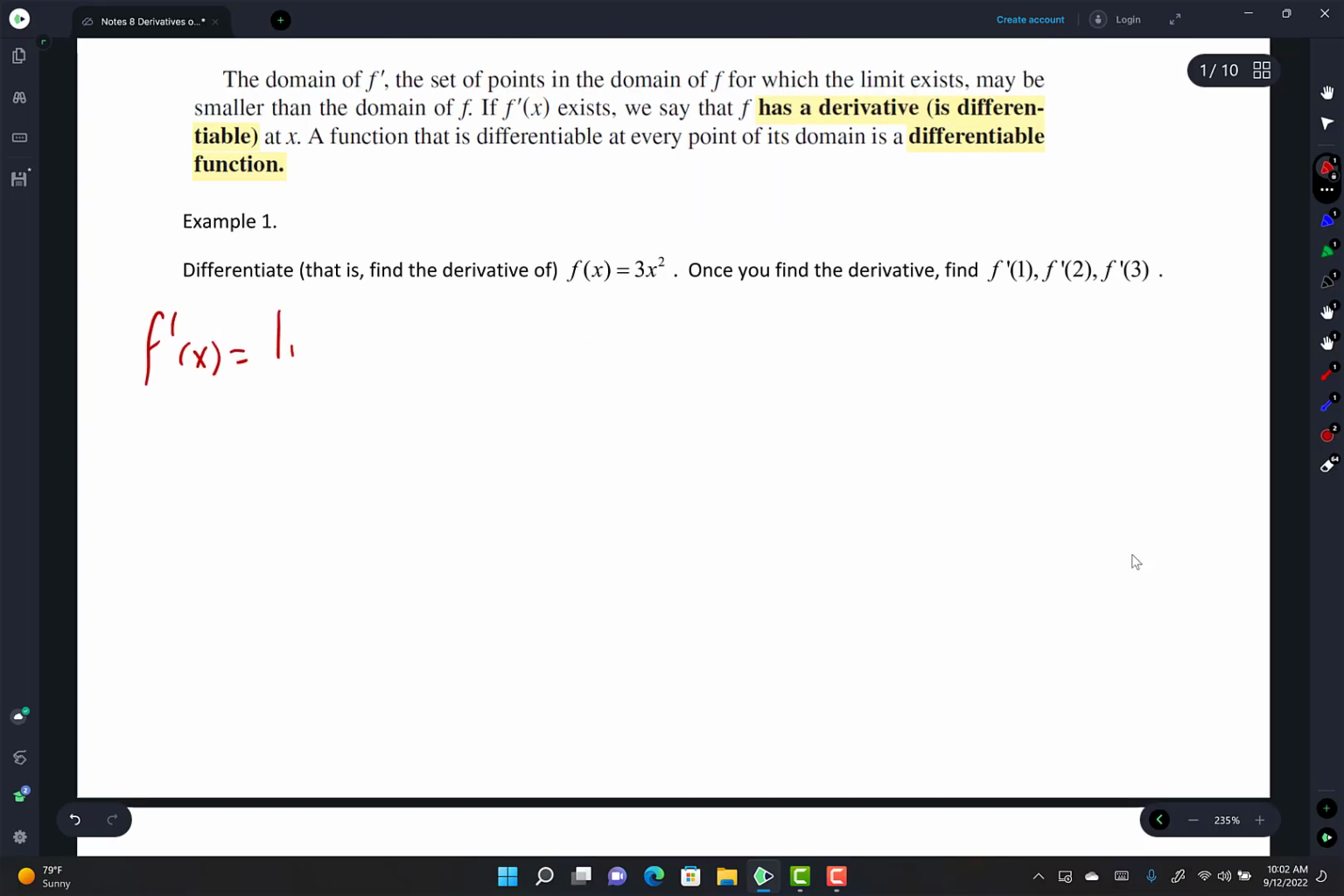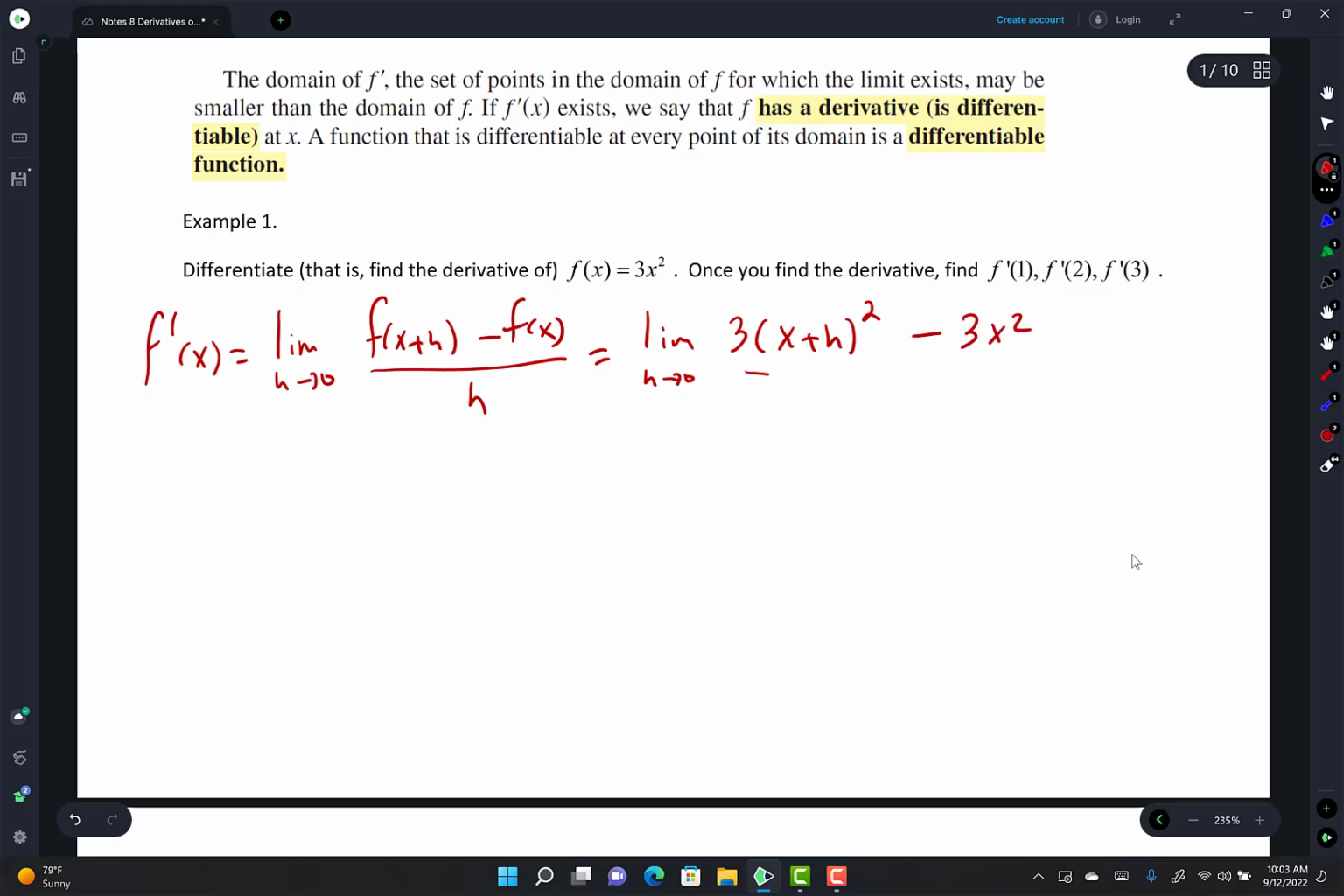Limit as h approaches 0 of f of x plus h minus f of x all over h, which equals limit as h approaches 0, 3 parenthesis x plus h close it squared minus 3x squared all over h. Have I confused anyone?